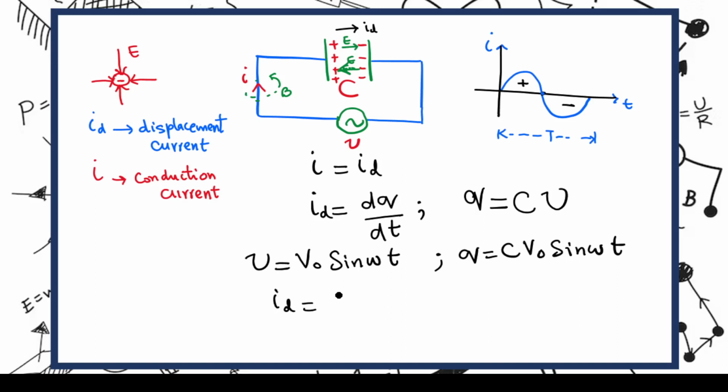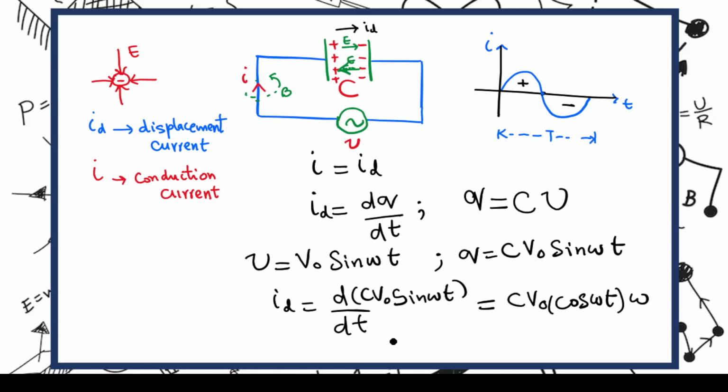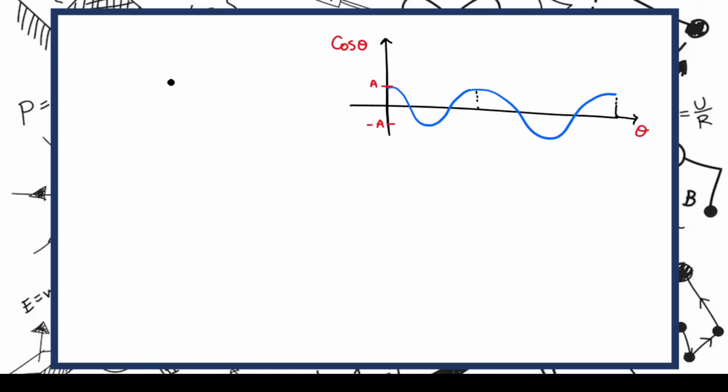ID is the differentiation of this charge, that is C V naught sine omega t. These two terms are constant, they will come out, so there is C V naught, and the differentiation of sine we know is cos, and there is an internal term here with t, omega t, its differentiation will be omega, that will come out. So we got the expression for displacement current as C V naught omega cos omega t. So ID is C V naught omega cos omega t.